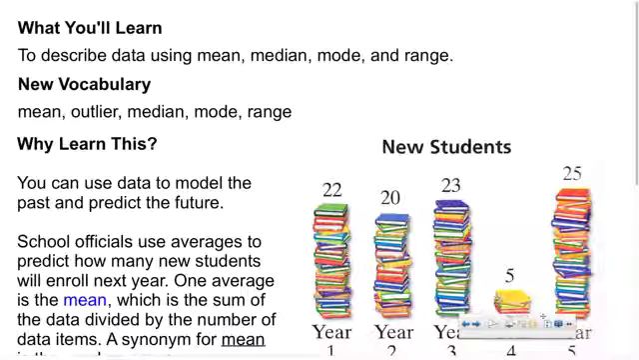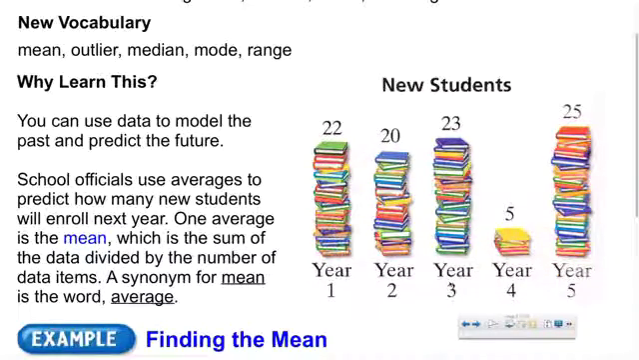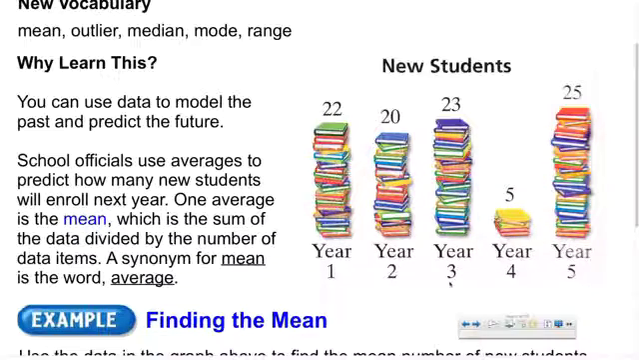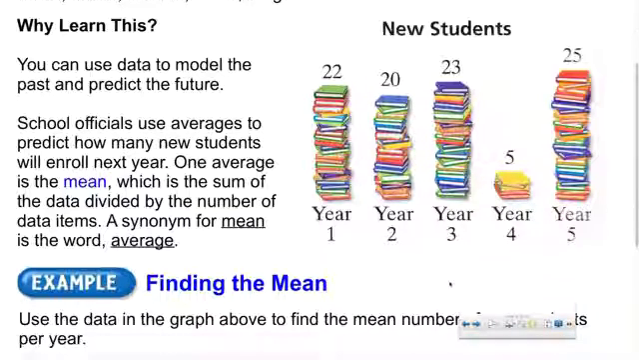Yes, go ahead. What you will learn: to describe data using mean, median, mode, and range. New vocabulary: mean, outlier, median, mode, and range. Why learn this? You can use the data to model the past and predict the future. School officials use averages to predict how many new students will enroll next year. What averages? The mean, which is the sum of the data divided by the number of the data items. A synonym for mean is the word average.